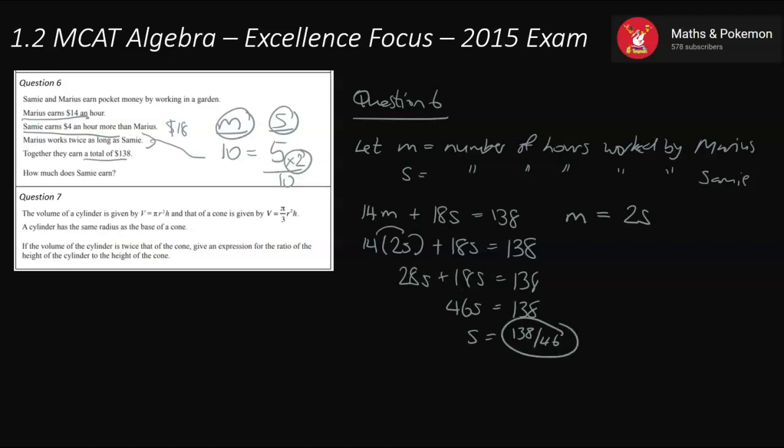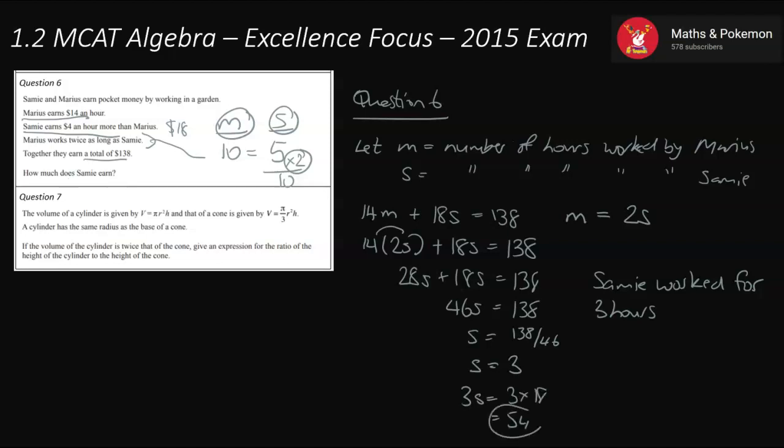I wouldn't do this math in your head. I'll definitely get a calculator to double check, but that does get us to 3. So S is 3. S is how much Sammy worked. So we're going to write Sammy worked for 3 hours. The only thing is, we were actually asked how much does Sammy earn, so we need to multiply that. So 3S will be equal to 3 times 18, which is equal to 54. So that tells us she earned $54 in earnings.